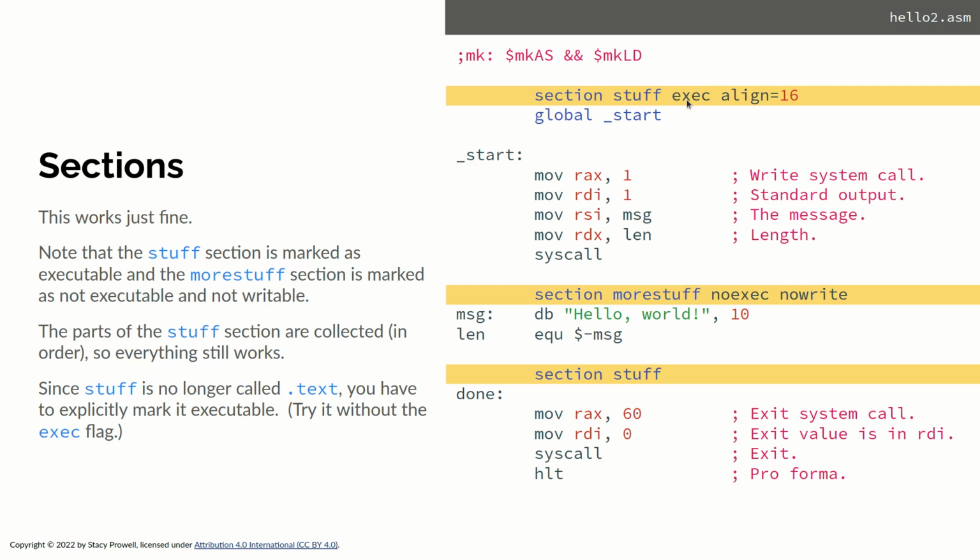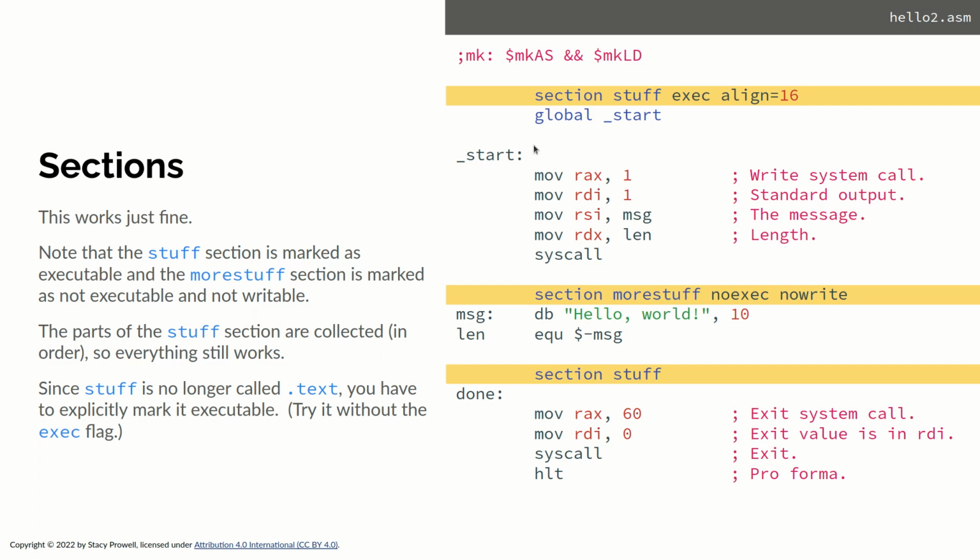So here's my stuff section, and it's got some code in it, and then I have a section called more stuff, not executable, not writable, and look, I put my data in it. Here's my data. And then I have section stuff down here with some more code. The heck? Can I do this? Is this legal? Totally fine. This is totally fine.